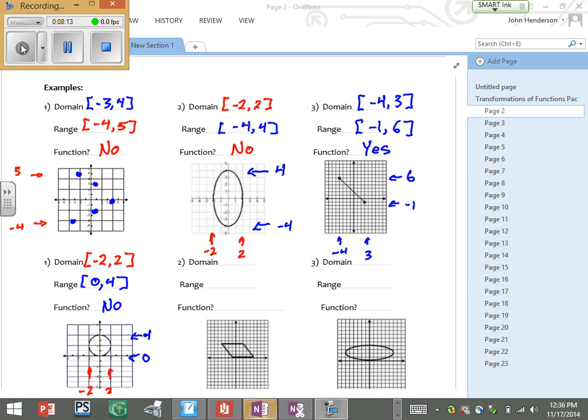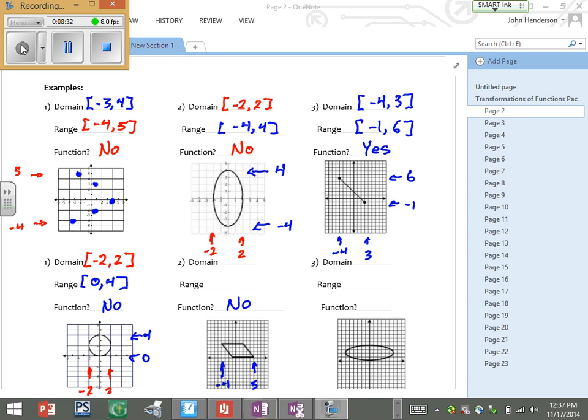Here we've got some kind of parallelogram. And again, a vertical line touches it more than once, so this is not a function. And now it's just a matter of looking very closely. 1, 2, 3, 4. So it looks like it goes from -4 up to 1, 2, 3, 4, 5.